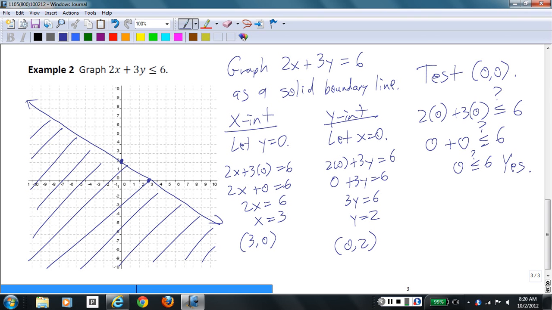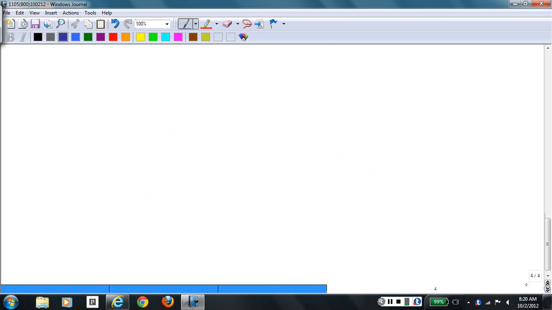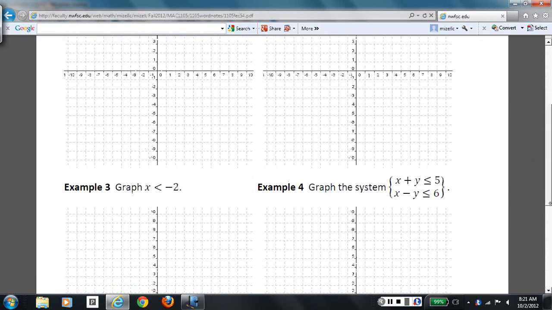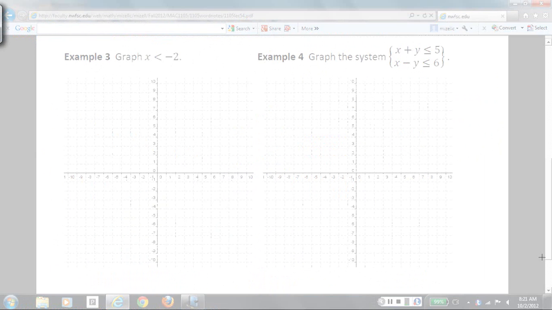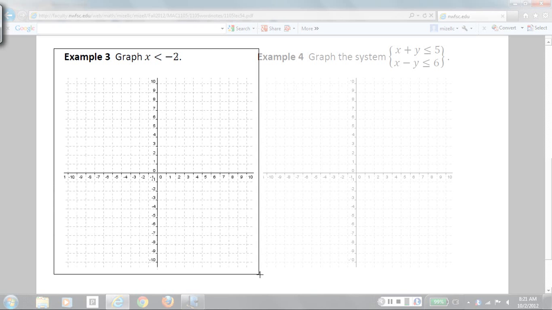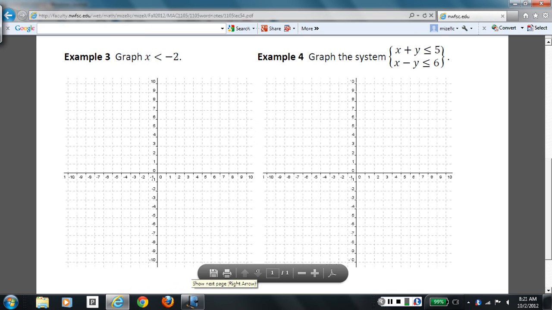Are these hard problems or easy problems? Easy. Easy problems. Love to hear that. Oh, an even easier one. Special case. Example 3.